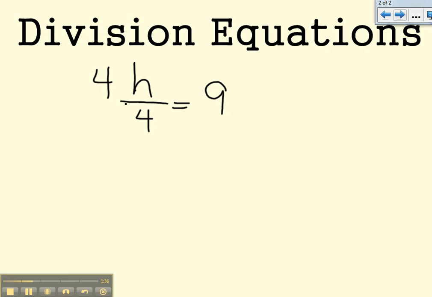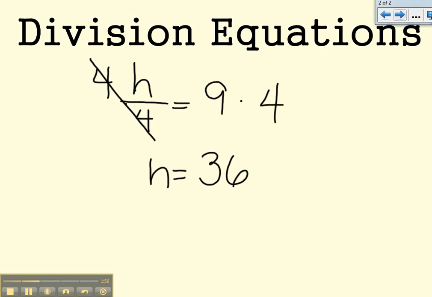And I'm going to multiply by 4 again. Just like before, I have a 4 and an h, which means I'm multiplying that. However, I'm also dividing by 4. I know 4 divided by 4 is 1, so that pretty much cancels each other out. I'm left with just h on the left-hand side. On the right-hand side, I'm left with 9 times 4, which is 36.